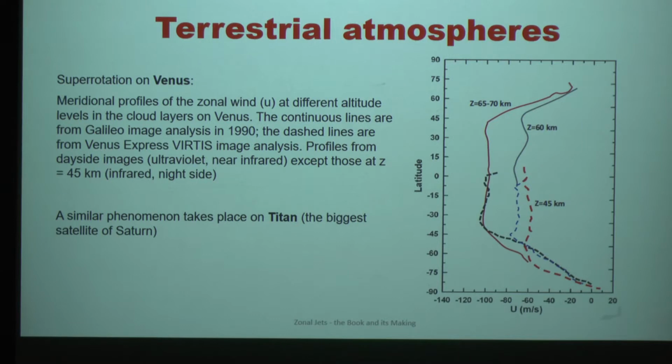a phenomenon when you have very fast zonal flow developing on very slowly rotating planets. One of those planets is Venus. There are not many of them. Another one is not a planet, it's the biggest satellite of Saturn, called Titan. They are both very slowly rotating. On Venus, the length of the day is longer than the length of the year. So it takes longer to go around its own axis than to go around the sun. It's so slow, about 100 times slower than Earth.